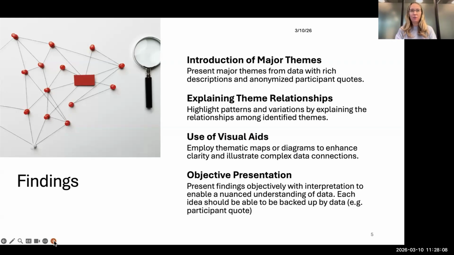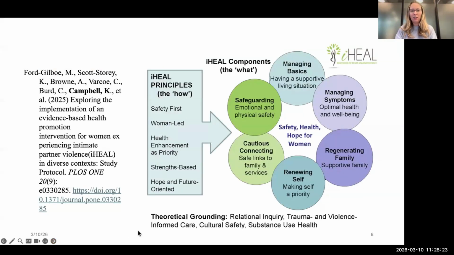So make sure that when you have a theme, and where you can use visual aids, use them. Definitely use them in your own analysis, but then perfect them and put them into your papers as well, into your manuscripts. And I've got a couple of examples here.